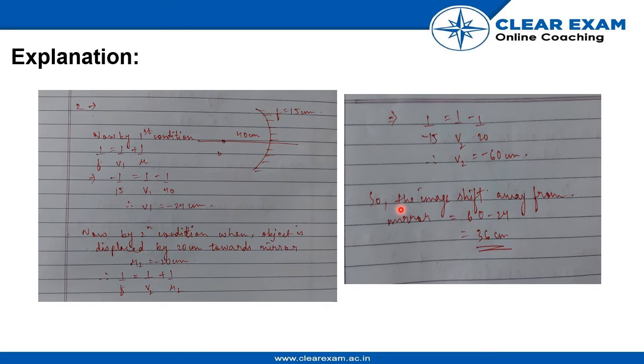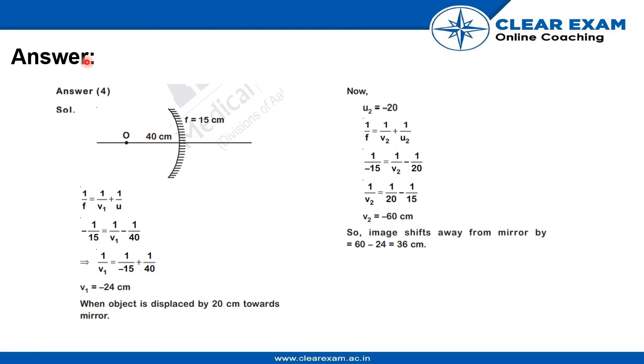So the displacement or the image shift can be calculated by subtracting the distances of the image obtained, which is 60 minus 24, which comes out to be 36 centimeters. And this is the answer, which is option 4, and here is a brief answer of the question.